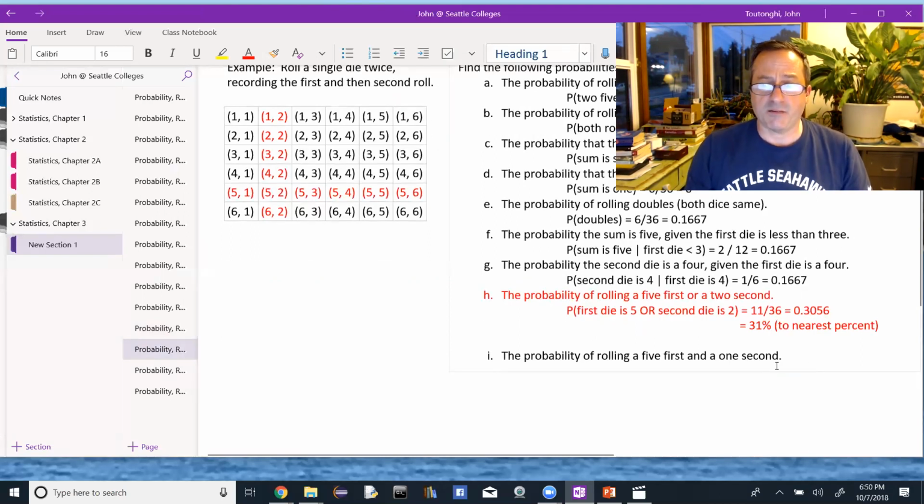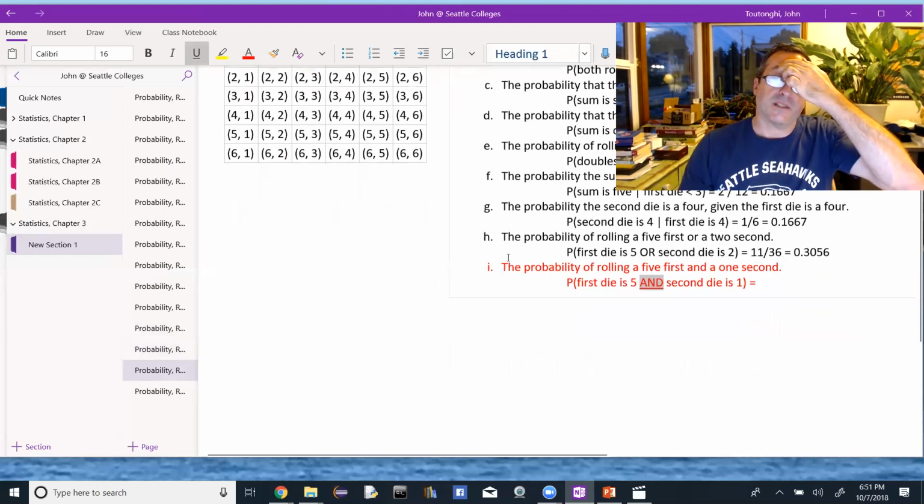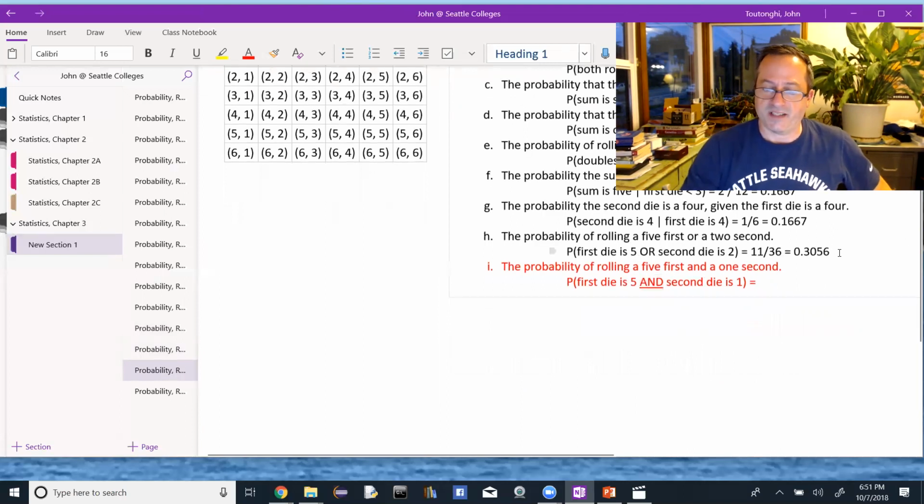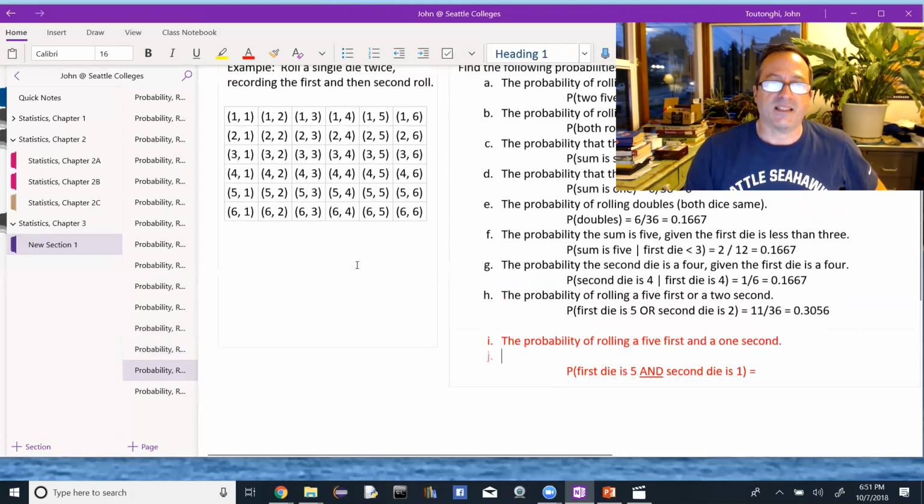Okay, last problem. Probability of rolling a 5 first and a 1 second. So this one was an or. Now I'm going to do an and. And that is part of my notation. So I want to highlight, I'm capitalizing the words and or there so that we make sure that we're emphasizing it. Okay, so we have a 5 first and second die is a 1. Well, if I look at the sample space, how many total outcomes have a 5 first and a 1 second? There's really only 1 right here. So that is the answer, 1 out of 36.